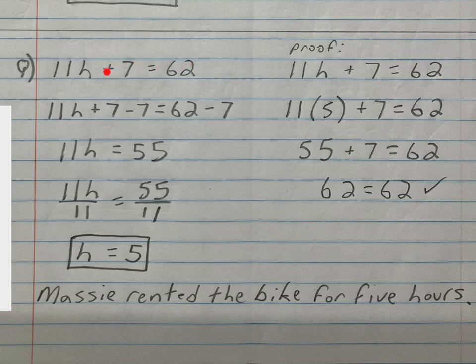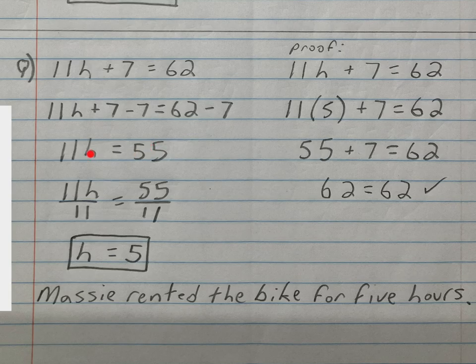This is a one-time fee that we pay. It doesn't get multiplied by anything. It's just a one-time $7 fee. And now we do $11 per hour times however many hours. If the total is 62, then how many hours did I rent it for? So 11h plus 7, minus 7 undoes that, equals 62 minus 7. These two cancel out, giving just 11h. And this right here simplifies to 55.